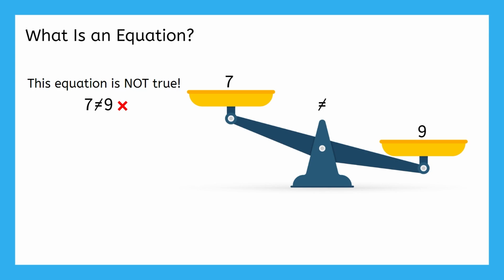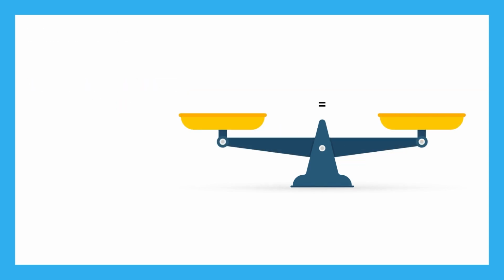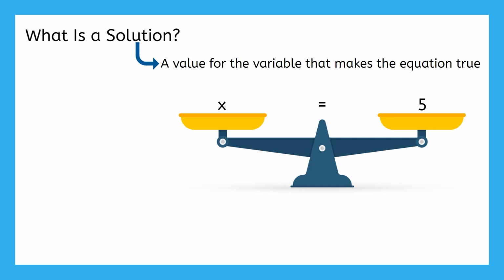But what if we introduce a variable here? For example, if we put x on one side of the equation and 5 on the other side, well, a variable like x can represent any number. So how am I supposed to know this equation is true? This brings us to another new vocabulary term, solution. A solution to an equation is a value for the variable that makes the equation true.